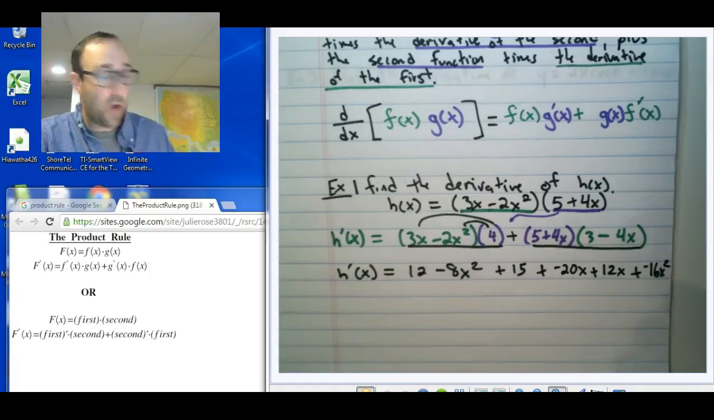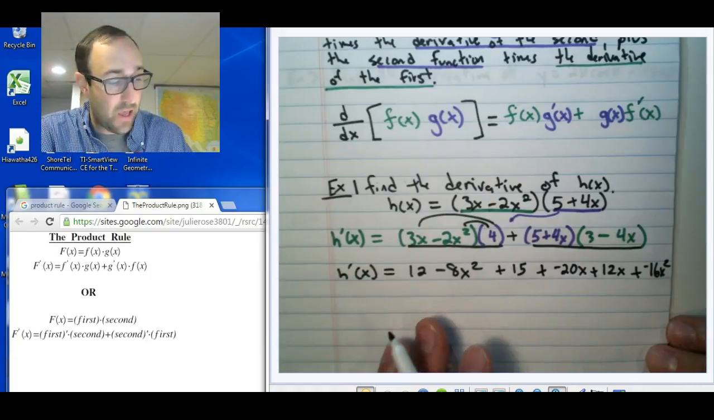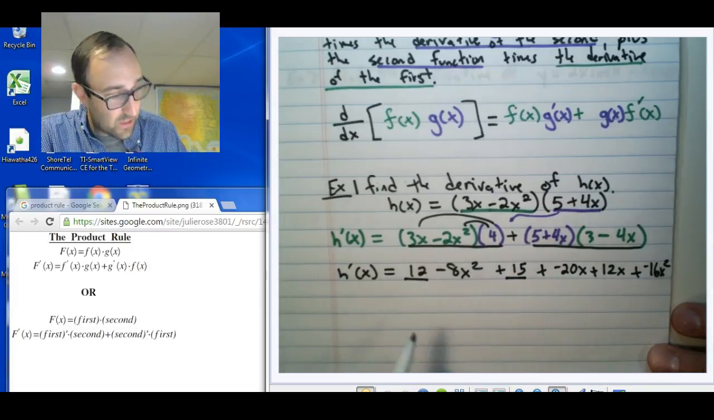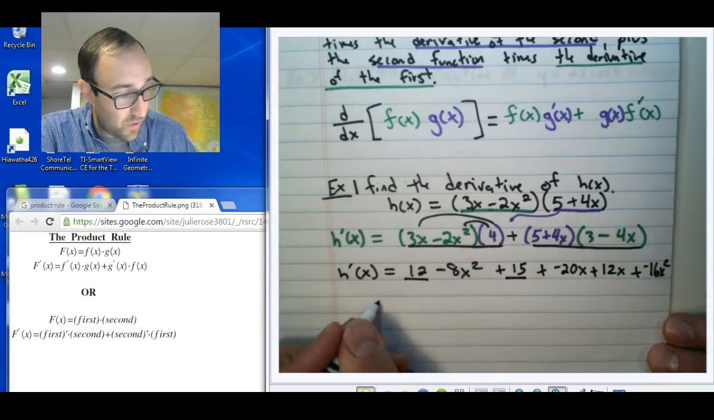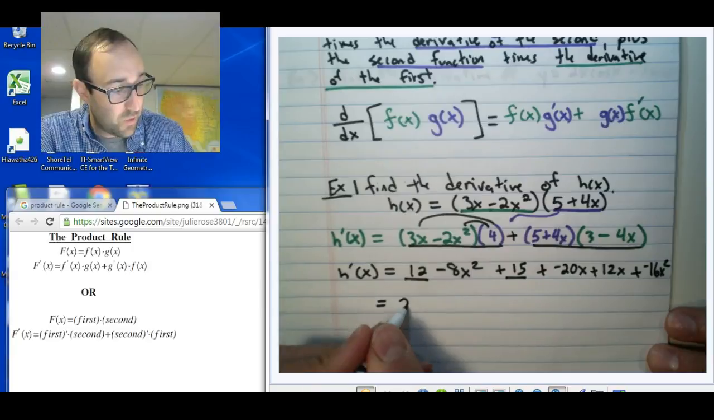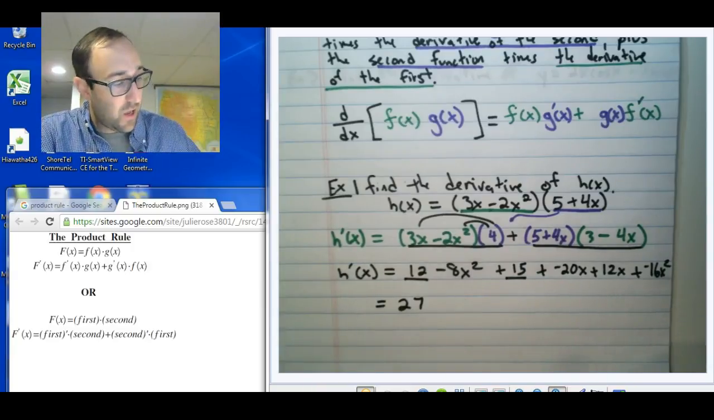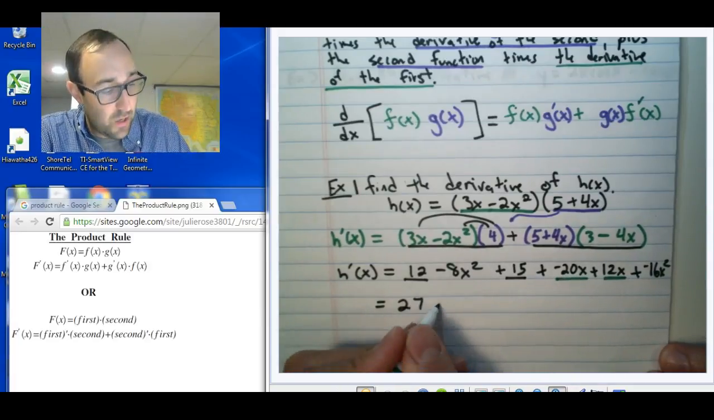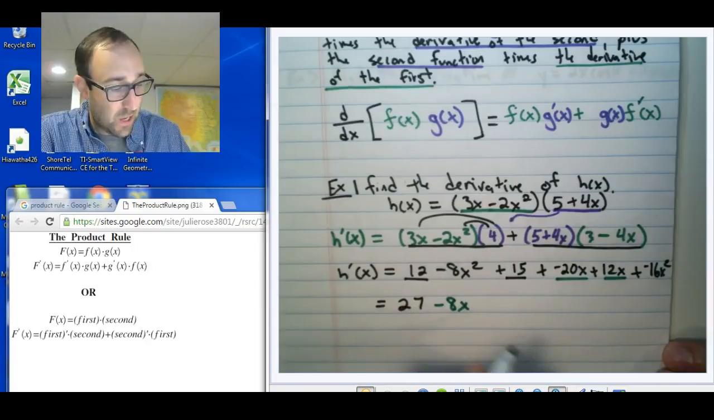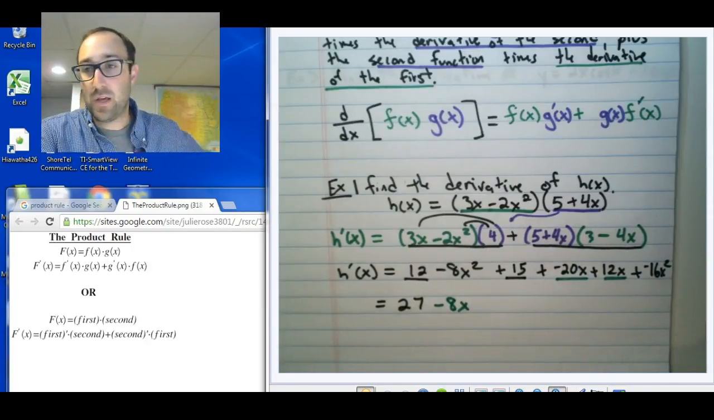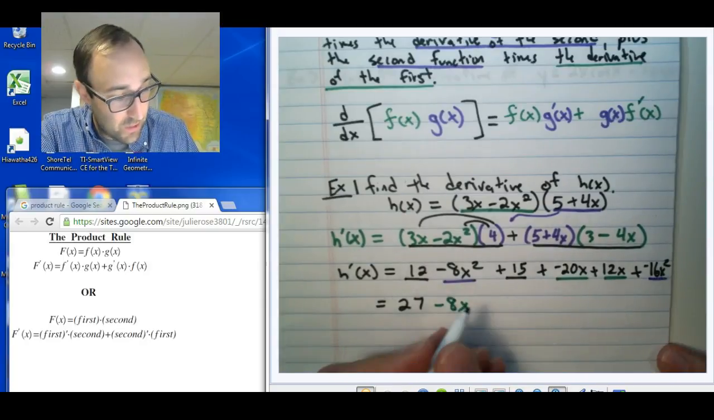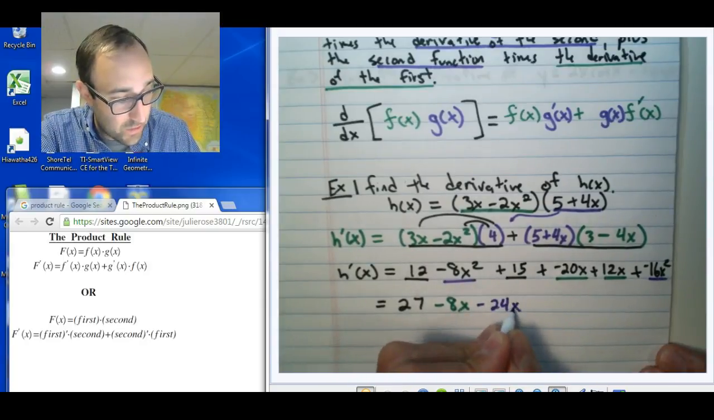Okay, so now we're going to see if we can combine everything. I've got a 12, a 15, and that's it. They are both positive, so 12 plus 15 is going to be 27. Okay, and then let's do the x terms next. Negative 20 and 12 is going to be negative 8x. And then finally, let's do the x squared terms. Negative 8 and negative 16 is negative 24x squared.